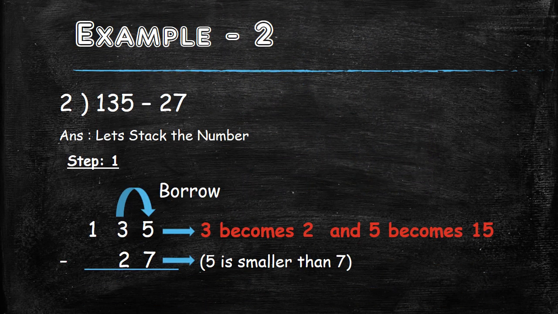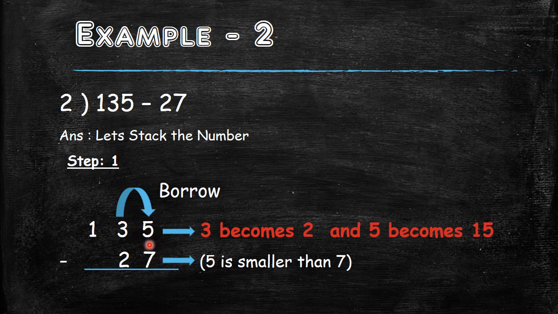Why don't you take a pen and paper to solve this problem? We have 135 minus 27. Let's go step by step. First, we have to stack the numbers. How do we stack? We first stack the greater number minus the smaller number. The greater number here is 135 and the smaller number is 27. Let's subtract. We always subtract from the ones place or the right side onwards.